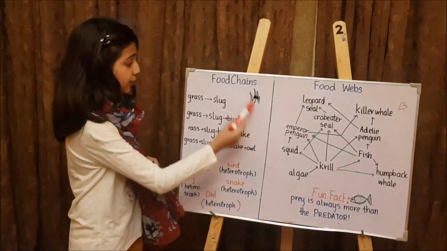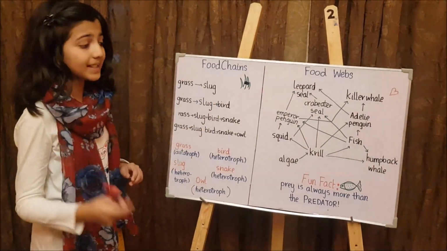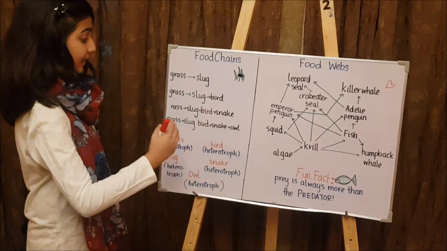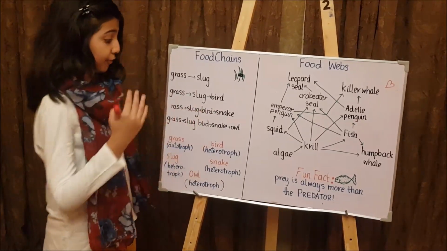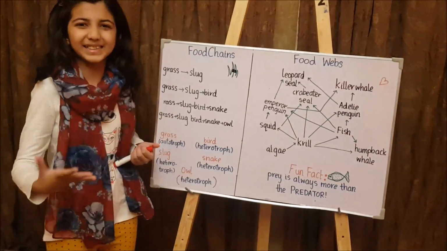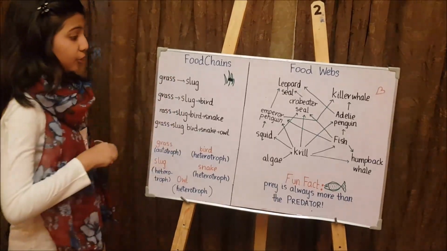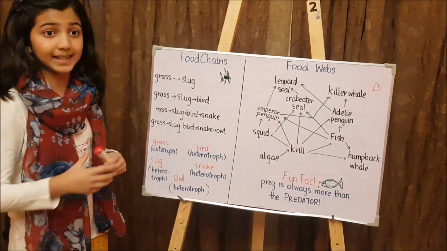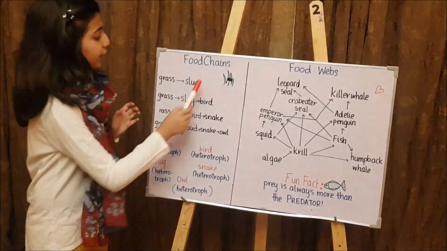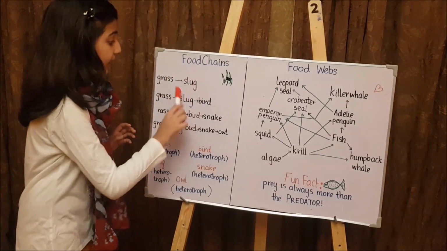Now you can see I have drawn here four food chains. The first one contains 2 links, the second one contains 3 links, the third one contains 4 links, and the fourth one contains 5 links. Now what are these links? These links are the organisms, and the arrows in the food chain are actually representing the transfer of energy through the organisms. So in the first food chain, we have 2 organisms, grass and the slug.